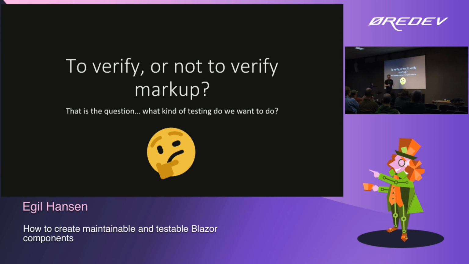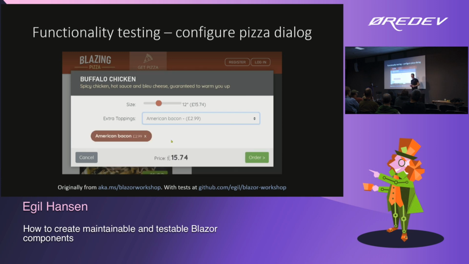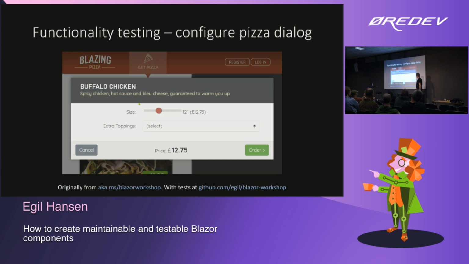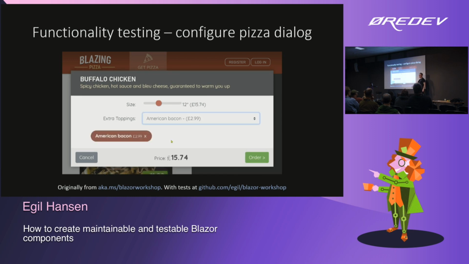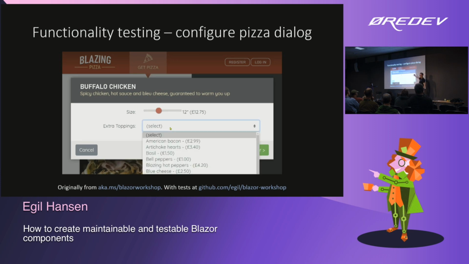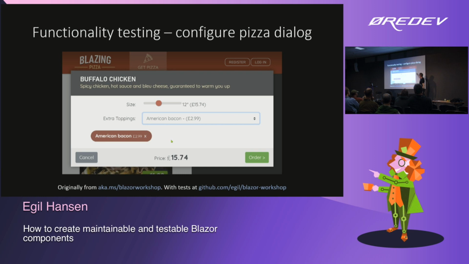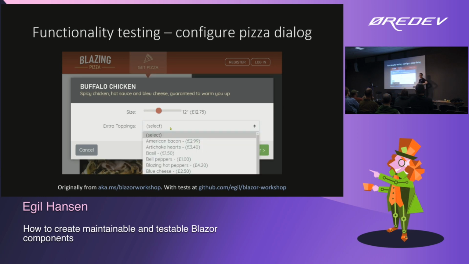If we take a look at functionality testing first, our data table component didn't have a lot of interactivity about it. So I've stolen this dialog from the Blazing Pizza workshop, and you can find links to it here if you want to get up to speed with Blazor. That's a great workshop. In this case, you have to imagine that we are in a pizza shop, and we've selected the buffalo chicken pizza, I guess, and we want to add some extra toppings to it. So this is basically the functionality we want to test.